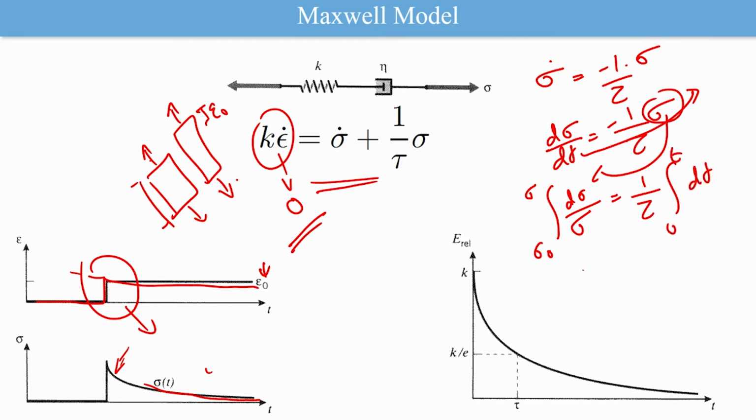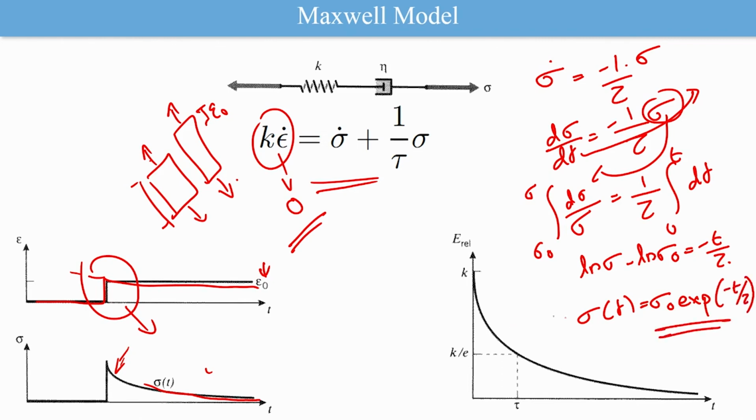And when you solve it, you have ln of sigma by sigma 0 is equal to minus t by tau, or the stress as a function of time can be given as sigma 0 into e raised to minus t by tau. So basically the relaxation that happens in case of a Maxwell model for the applied strain is exponentially decaying, or the stress generated initially by a strain of epsilon 0 actually reduces with time exponentially.